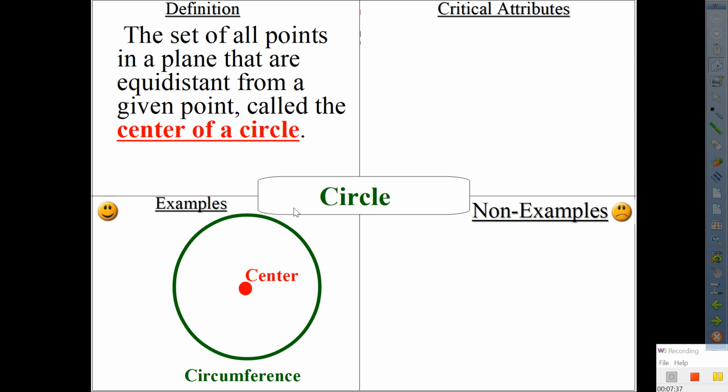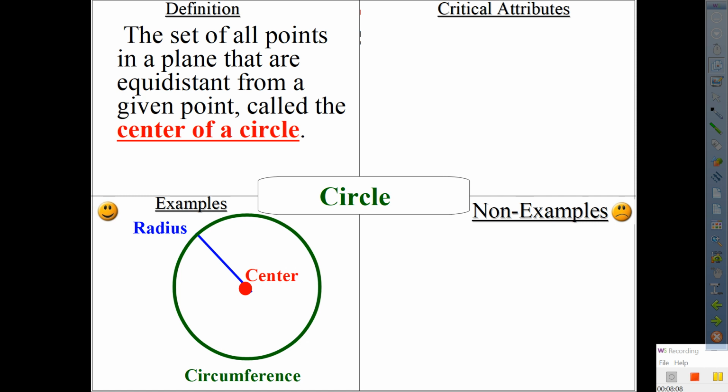So the center. Once again, all these infinite points are the same distance away from the center. Now that distance from the center to all those points has a name. Everyone? Yeah, very good. The radius. So draw your radius in blue. We're going to need that as well. The distance from the center to any of those given points around that are equidistant from the center is known as the radius.